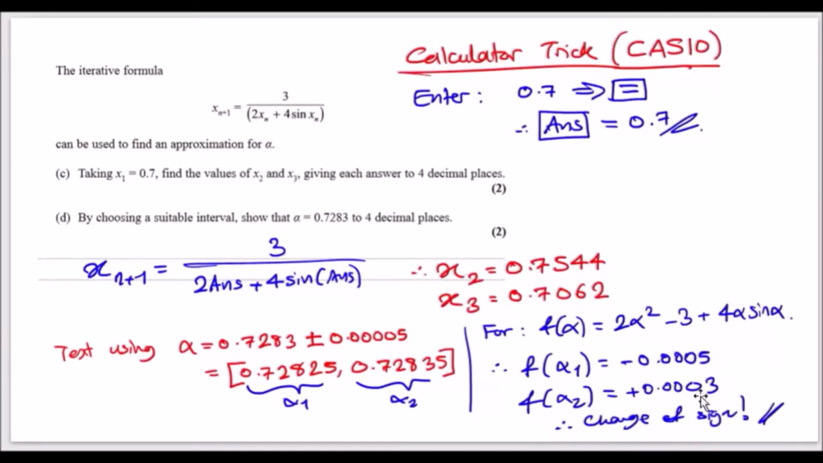Because of this, you give a conclusion. You could just say something simple like, there's a change of sign, which means it crosses 0. So the answer must be somewhere around here because it's so close to 0. So the answer is between these two. And that's it. That's all they want you to do. Nothing fancy. Very simple question.